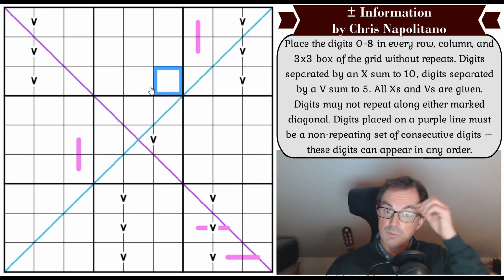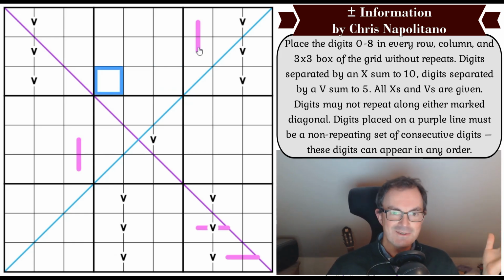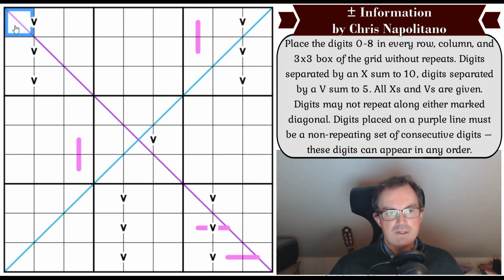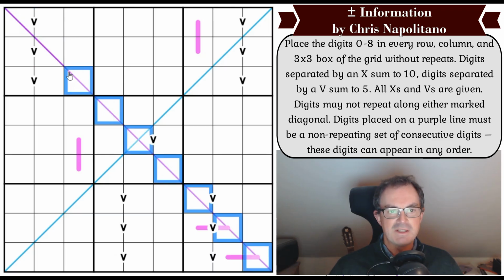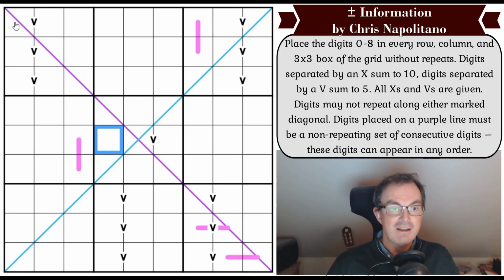And there's only one more rule. Digits placed on purple lines must be a non-repeating set of consecutive digits in any order. And these lines are so short. Well, I suppose it's also true for that purple line. That must be a non-repeating set of consecutive digits, because it's all the digits in the puzzle. So maybe I don't have to make it clear that that's just a negative diagonal. It works as well for this line as it does for this line.